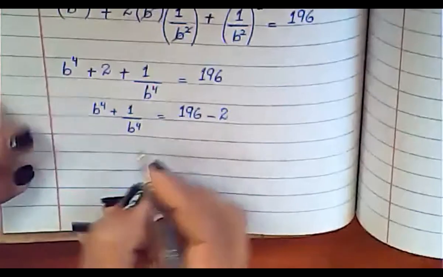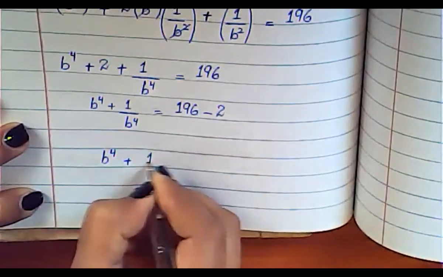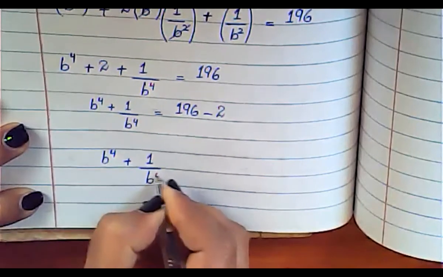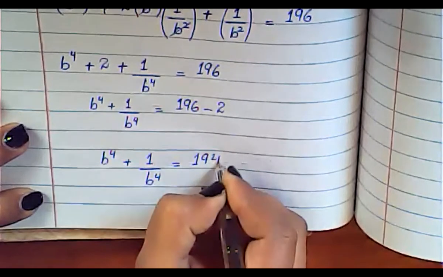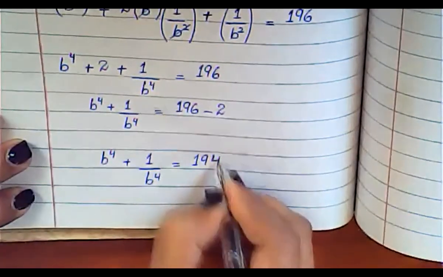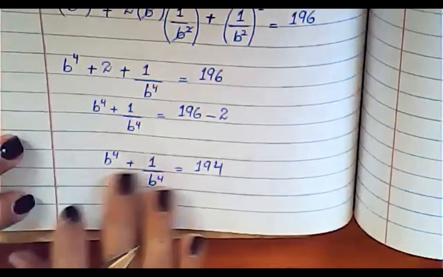So what will be the answer? We'll write here b4 plus 1 upon b4 is now equals to 194. This is the answer. Now you have got the answer of this one.